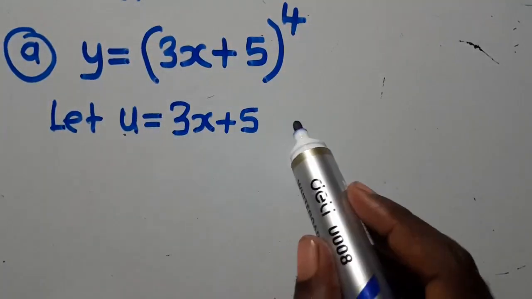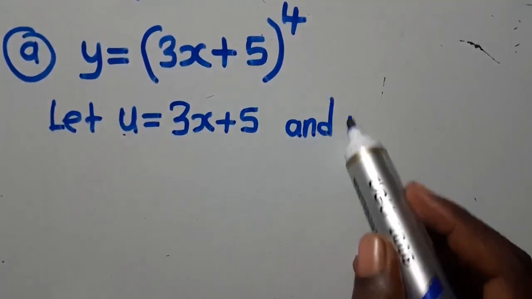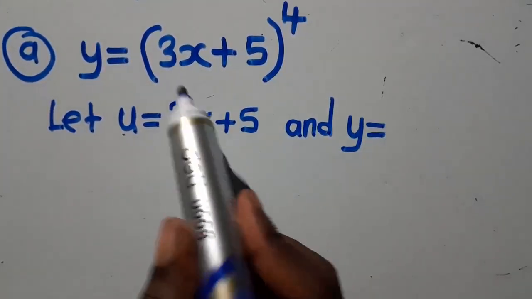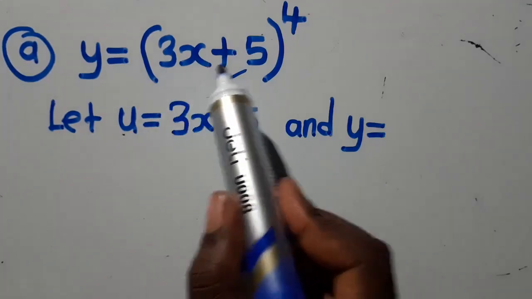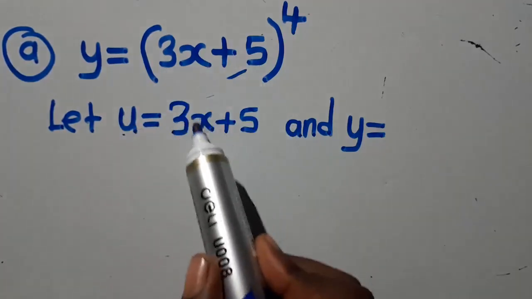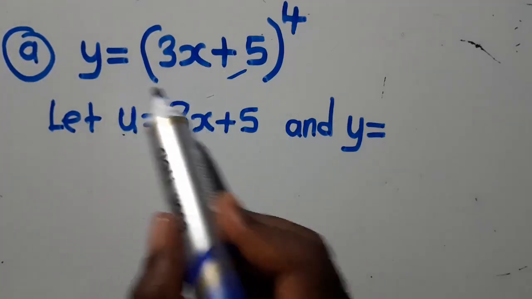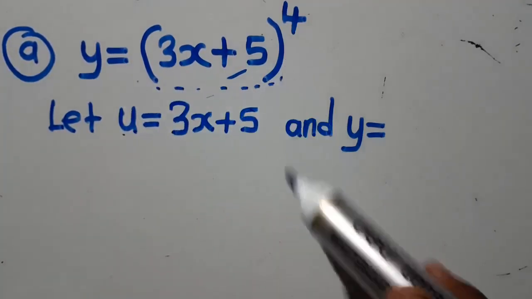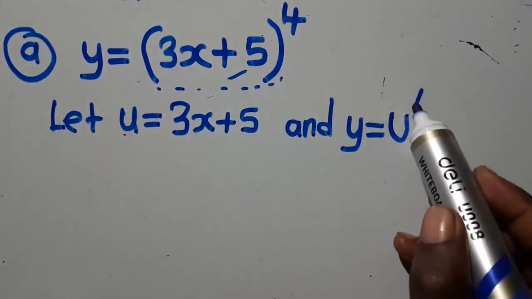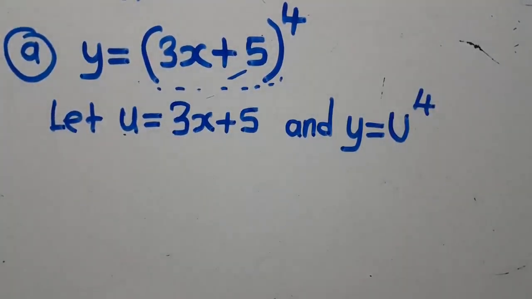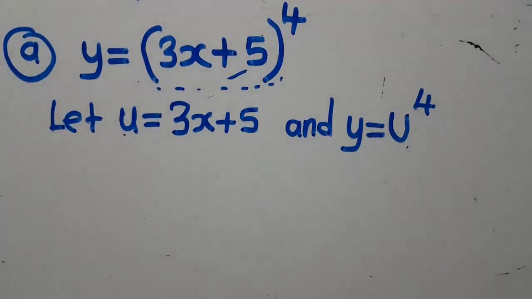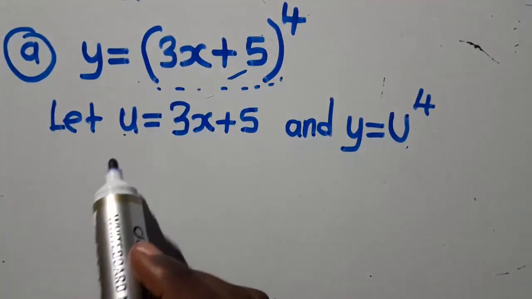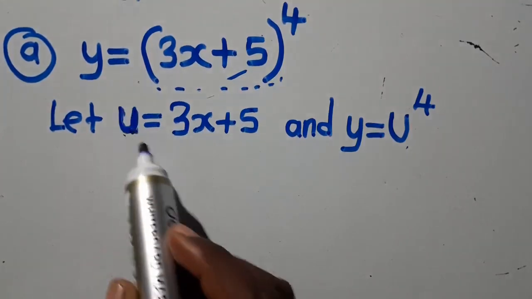After you are done with that, you say y is now equal to what? Since what is in the brackets is u, u is equal to 3x plus 5. So this whole thing is u, and I say u raised to the power 4. This is the first thing you need to do. After this, you differentiate this part, you also differentiate this part, then you multiply them.